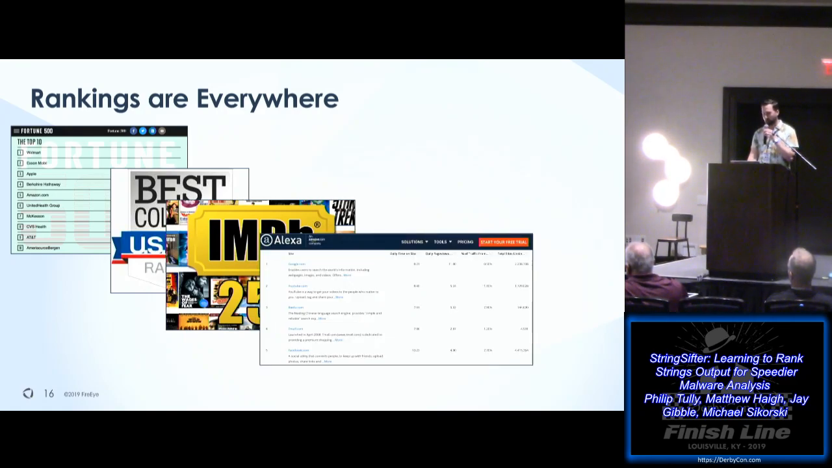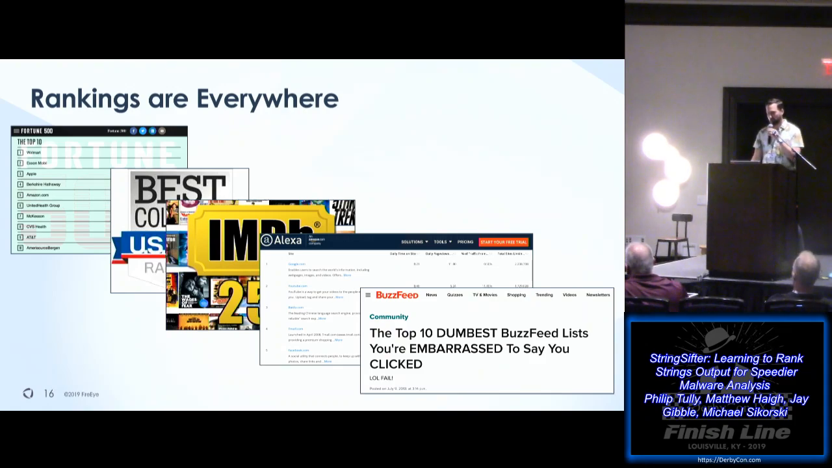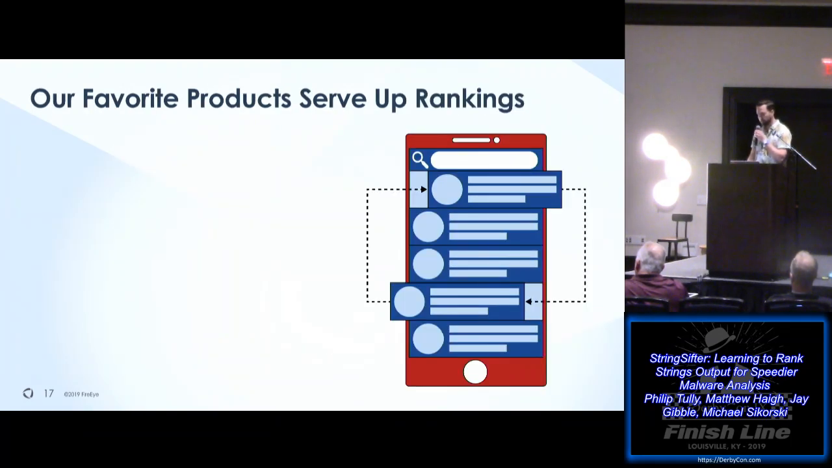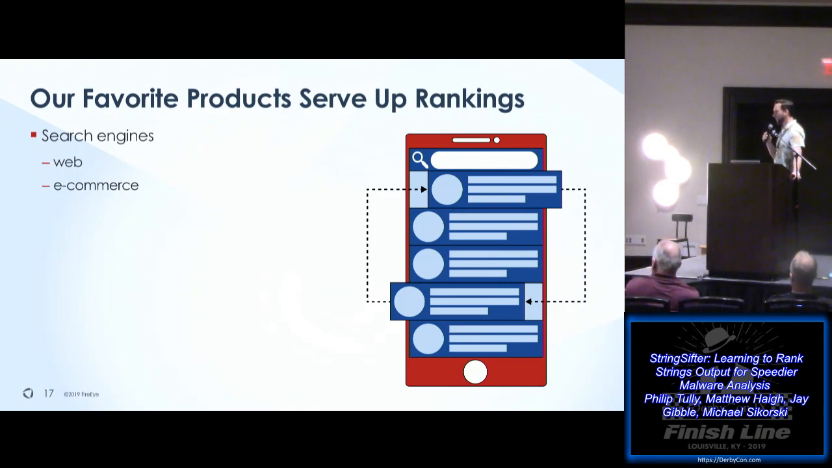Deciding what movie we want to watch, Alexa keeps track of how many of which domains are clicked most often on the web. We're all guilty of falling for this kind of clickbait. Ranks are fundamental, and they're interesting because they tell us something about how things are related to each other in an ordered fashion. Not only that, but our favorite products serve up rankings, potentially unbeknownst to us.